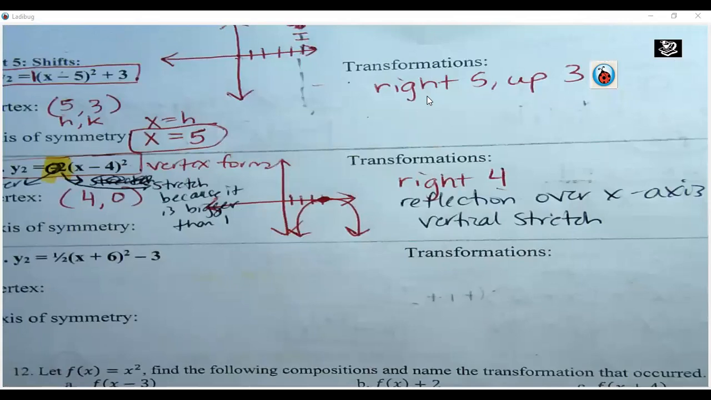You could say it dilates by -2. I wouldn't count that wrong, but you also have to say that it reflects over the x-axis because the parabola opens down. And so if you just say it dilates, you don't make it clear that you know it opens down, which is a reflection over the x-axis. Does that kind of help?